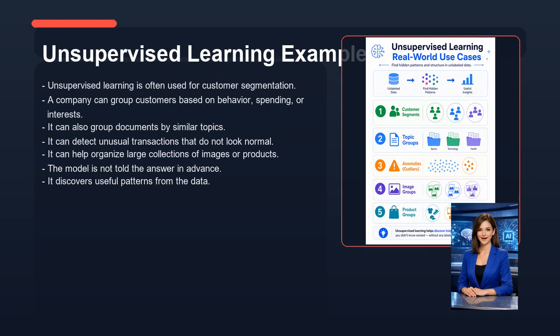Now let's look at unsupervised learning examples. Unsupervised learning is often used for customer segmentation. A company can group customers based on behavior, spending, or interests. It can also group documents by similar topics. It can detect unusual transactions that do not look normal. It can help organize large collections of images or products. The model is not told the answer in advance. It discovers useful patterns from the data.